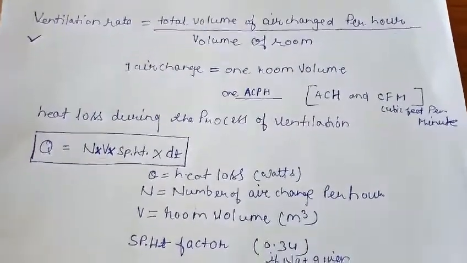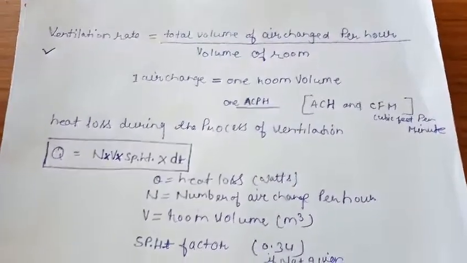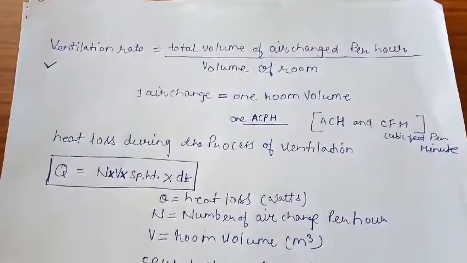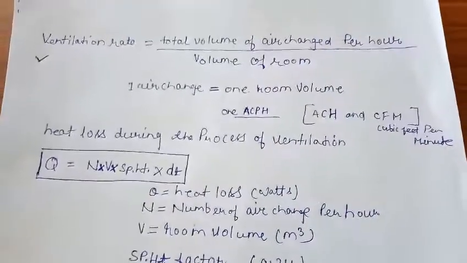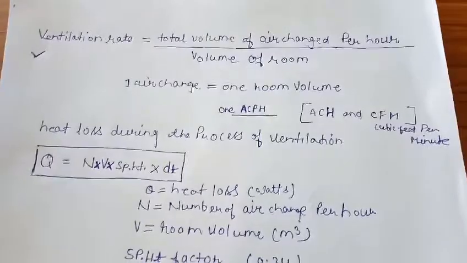And today we will discuss the concept of ventilation rate, which is generally asked in competitive exams. So first of all, ventilation rate. Ventilation rate is the total volume of air changed per hour divided by the volume of the room.